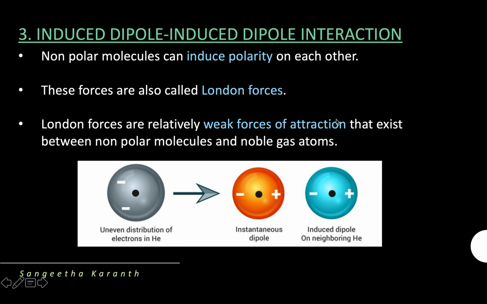So there are three types of interactions. Dipole-dipole interaction, which is between permanent dipole molecules. Second one is dipole-induced dipole interaction. Third one is where both are induced dipoles, so induced dipole interaction.